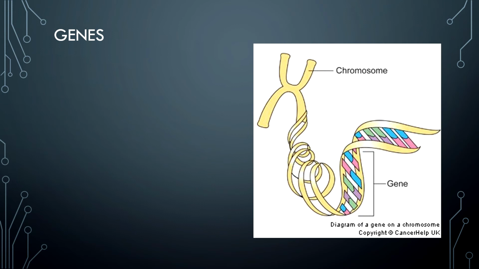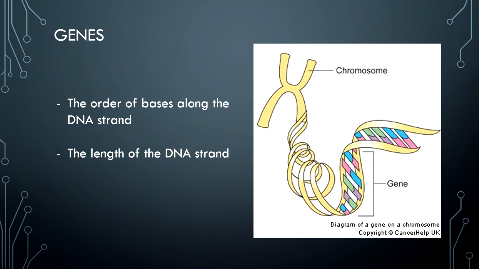Genes are sections of DNA. Each chromosome can carry over 1,000 genes. The differences between these genes are found in the order of bases along the DNA strand. This is important because the order of the bases along the DNA strand is the genetic code. Each gene codes for a specific protein, and proteins control many characteristics and functions in the body. The second thing that influences the difference in genes is the length of the DNA strand.